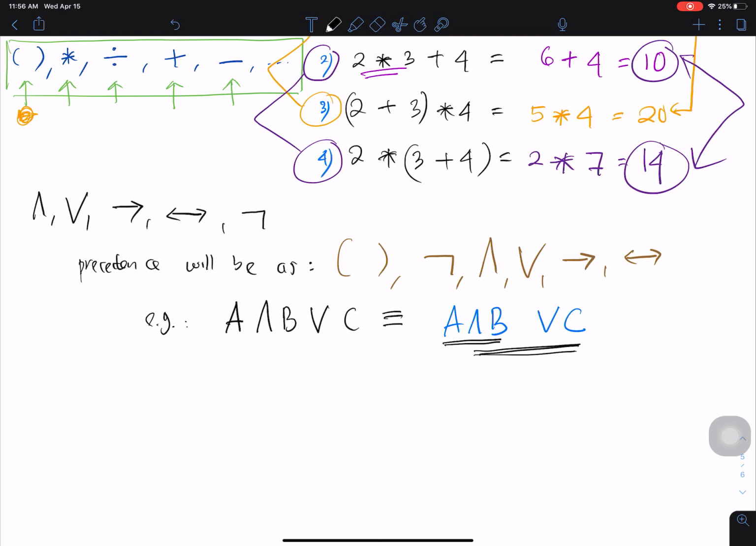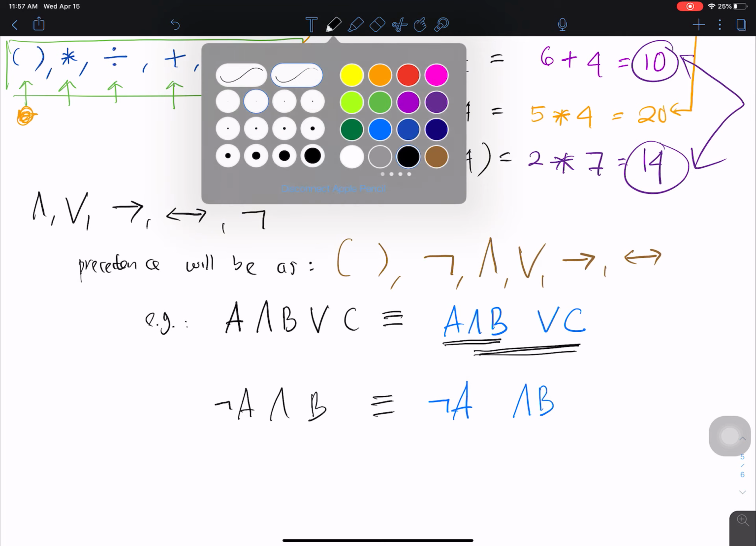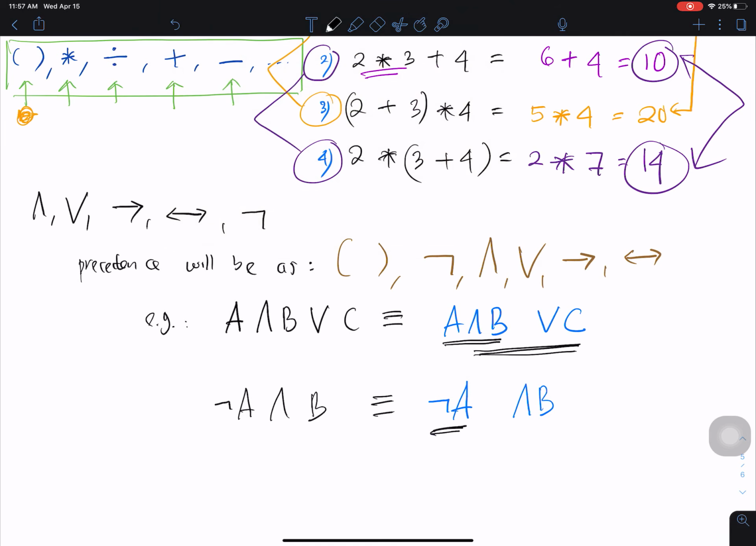Another example, let's see, we have not A and B. How are we going to solve this? Definitely, since negation is stronger than conjunction, we have to solve not A first. Once we get the result, then conjunction with B. So we work with this one first, and then we continue with conjunction to B.